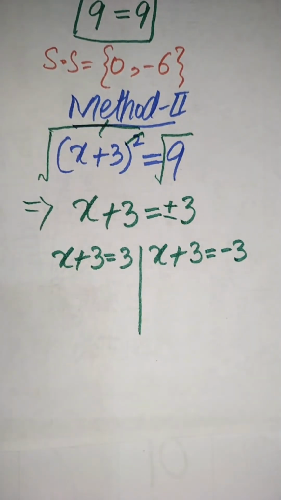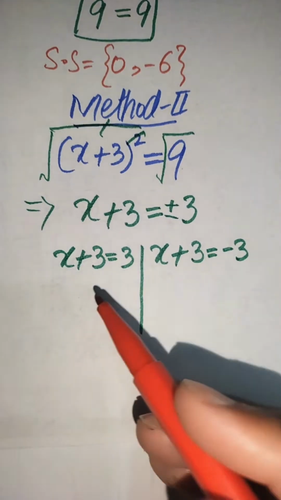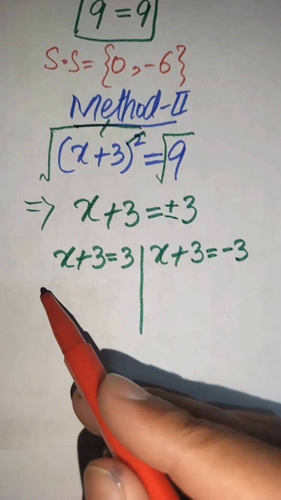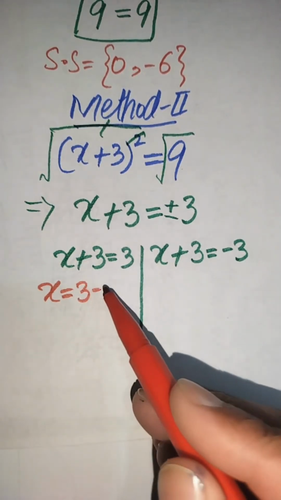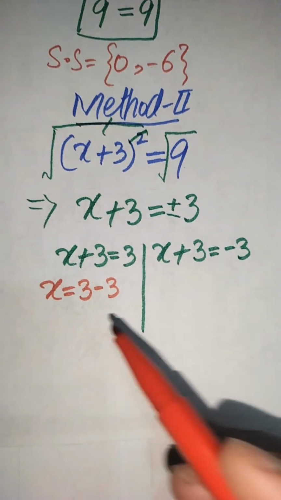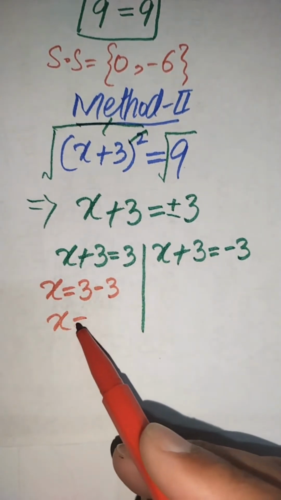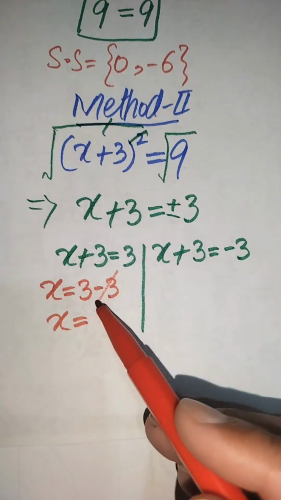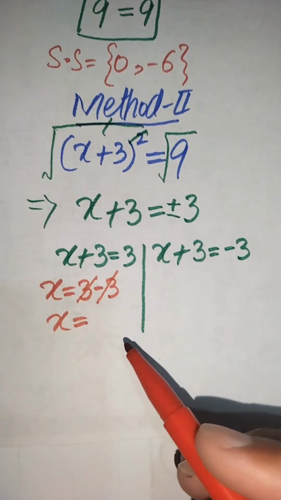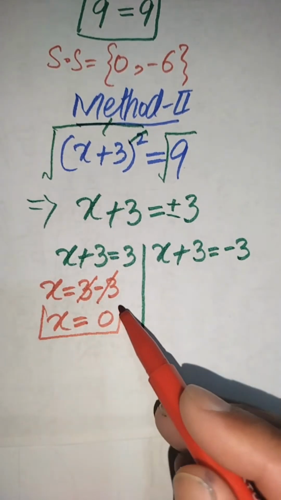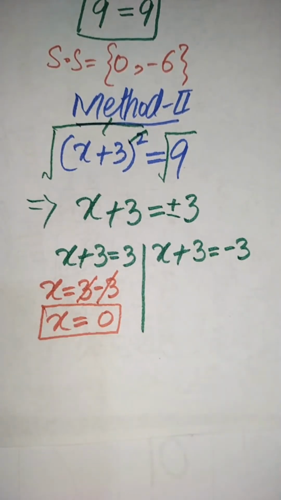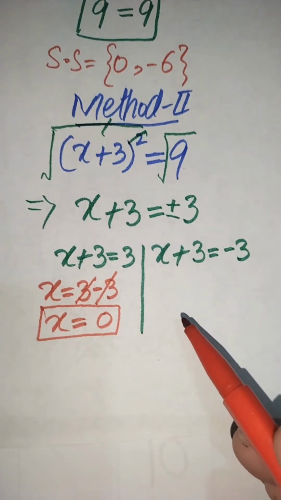And in the next step we need to first solve the left hand side, and here we need to move this plus 3 to the right hand side, and it will become x is equal to 3 - 3. So this will be written as x is equal to, this negative 3 and positive 3 are cancelled out by each other, and we will get here x = 0. So this is our first root of the given equation.